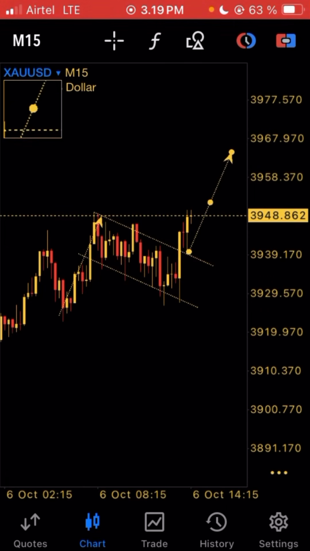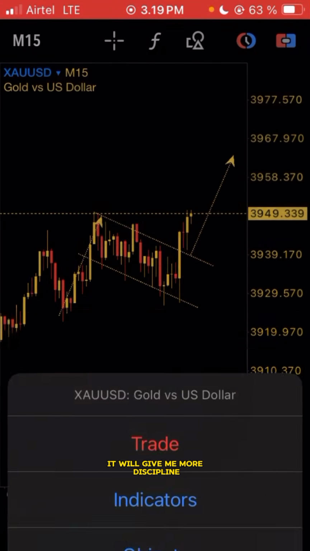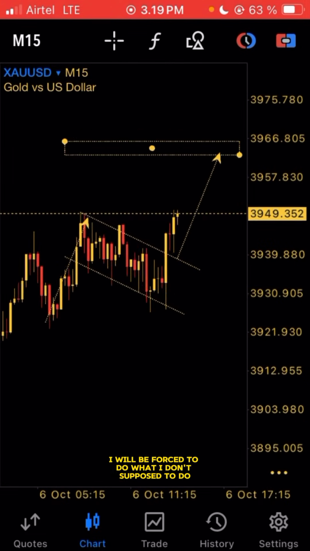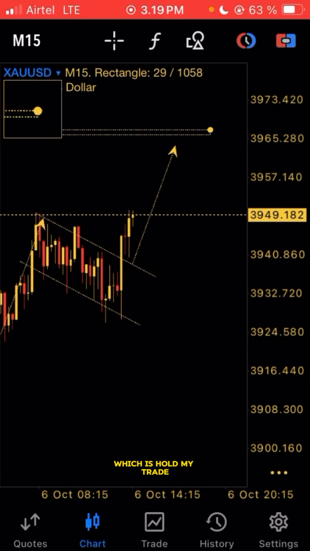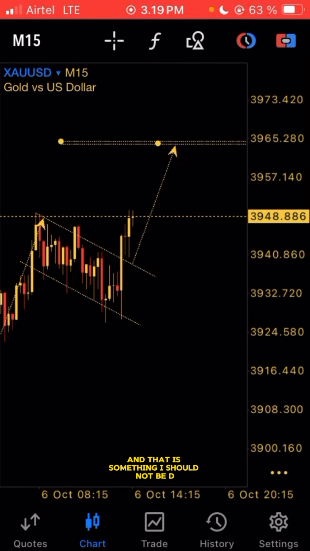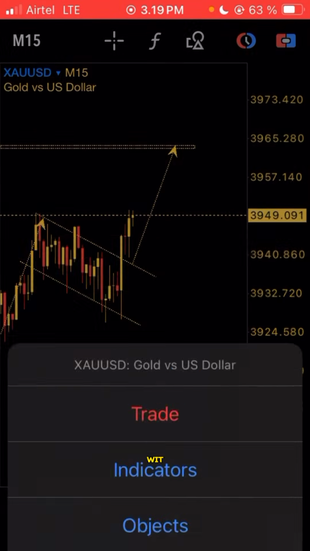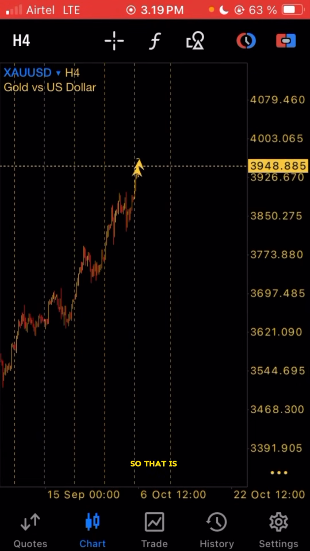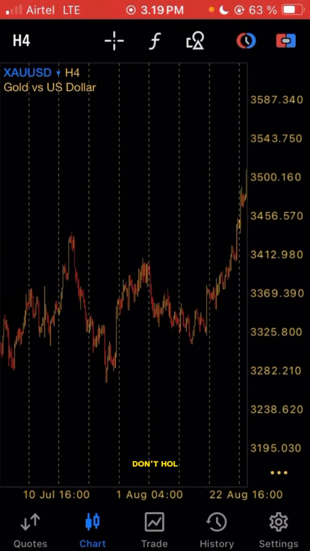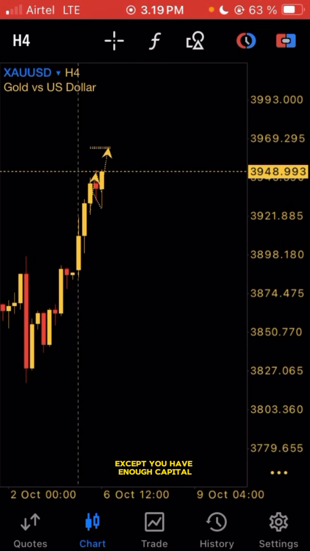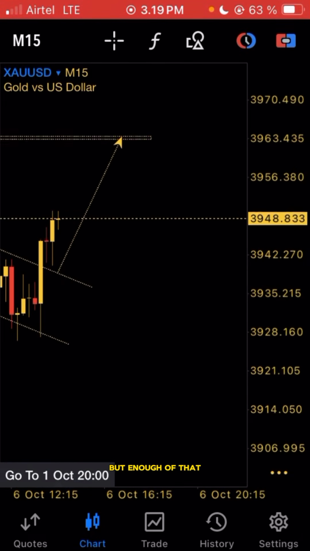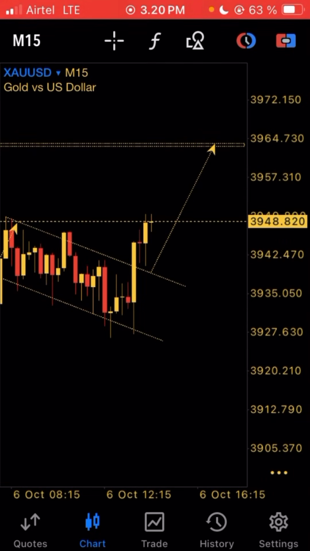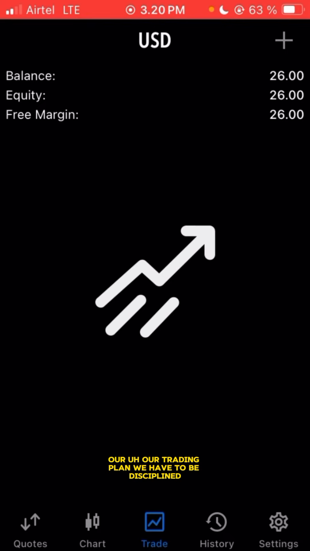It will give me more discipline, because if I extend that, I will be forced to do what I'm not supposed to do, which is hold my trade. And that is something I should not be doing with a pair like gold. Don't even try it. That is just a pro tip for me. Don't hold your trade on gold unless you have enough capital. But enough of that. We just need to follow our strategy and our trading plan. We have to be disciplined.